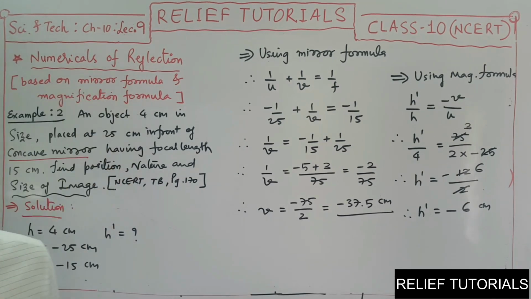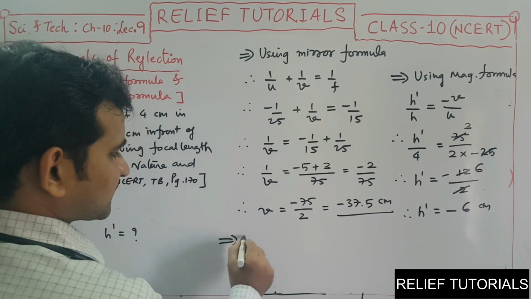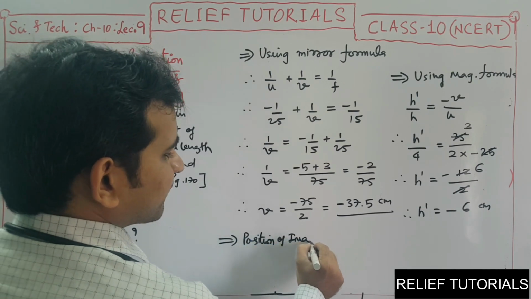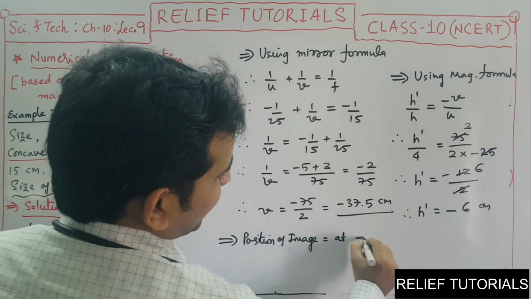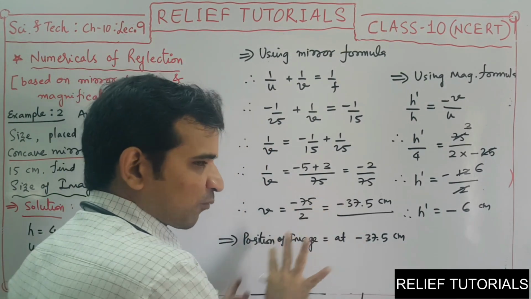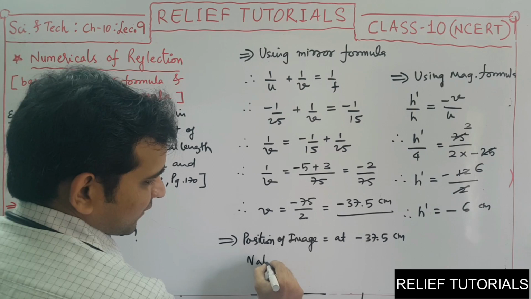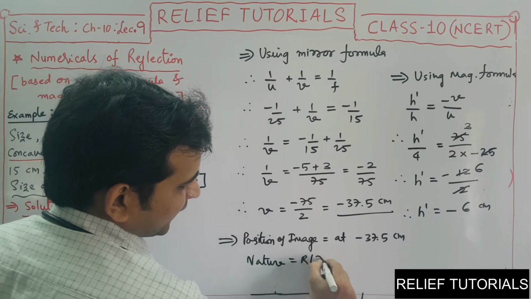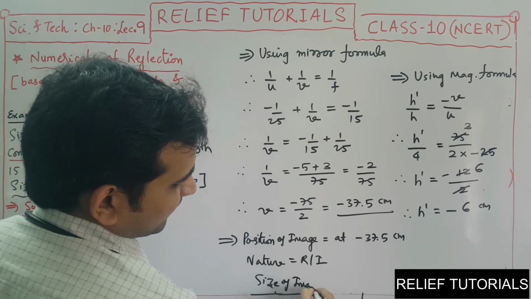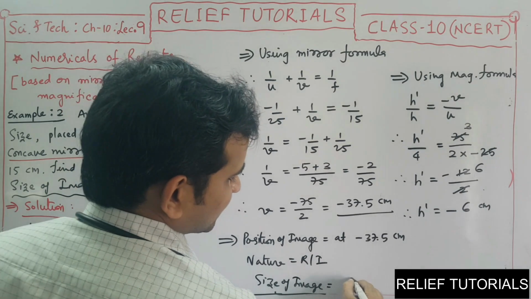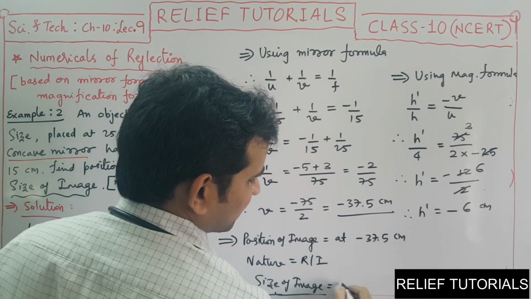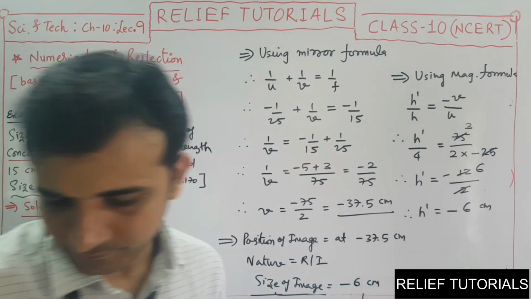So the final answer we can write like this: position of image, we can write simply minus 37.5 centimeter. The answer of v you can copy here. What is the nature? Nature is real and inverted, and size of image is 6 centimeter. Otherwise you can just copy the answer, it is minus 6 centimeter, that's all.